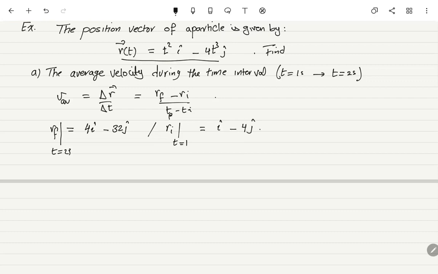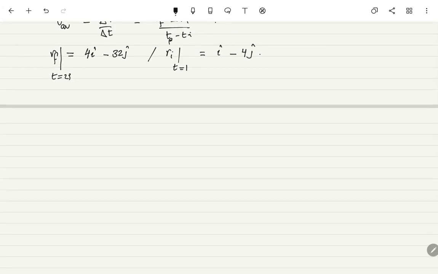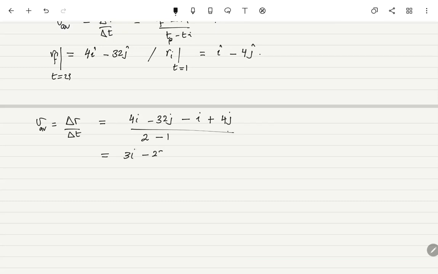In this case, delta r by delta t, which is the average velocity, equals (4i minus 32j minus i plus 4j) divided by (2 minus 1). In other words, it is equal to 3i minus 28j. This is the average velocity.